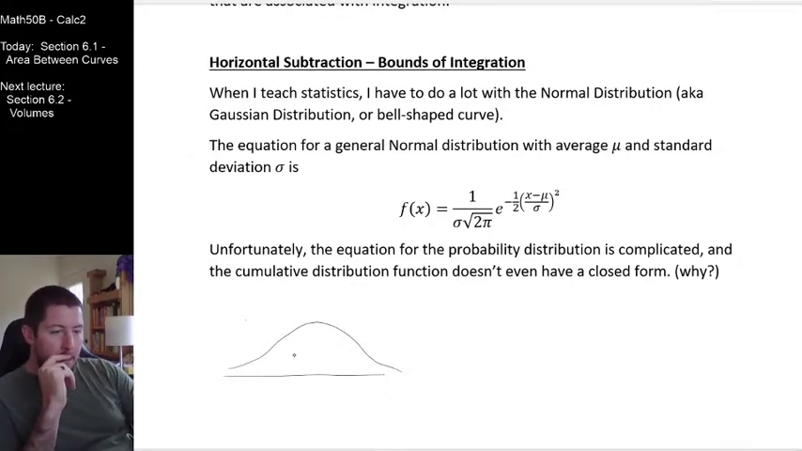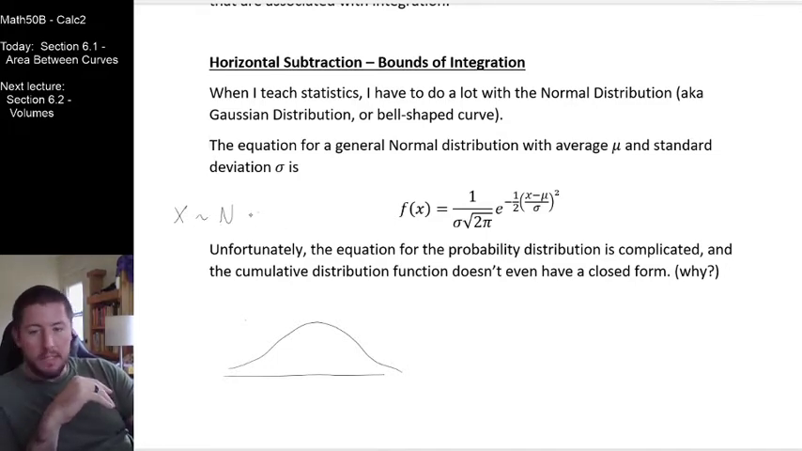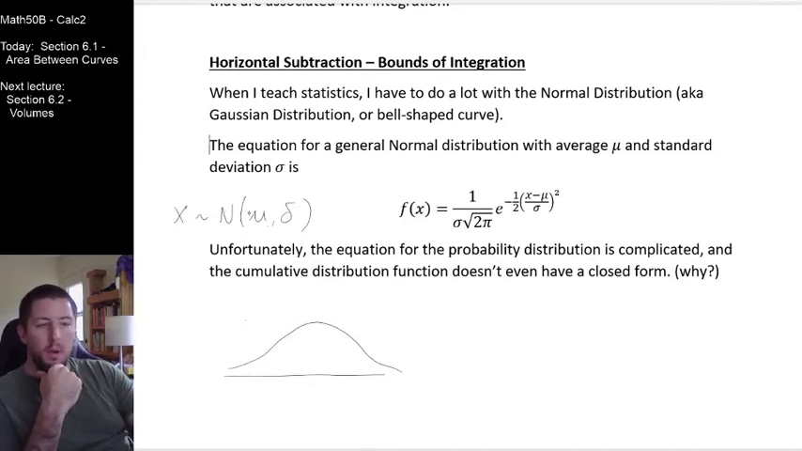So I got my normal curve here, right? And my typical example that I like to use in statistics is talking about a variable x being normally distributed. We use the tilde, and again, I'm talking about stat stuff right here, but I think it is within reason that you guys can understand this. This is typically noted that a variable x is distributed according to the normal distribution with an average of mu and a standard deviation of sigma.